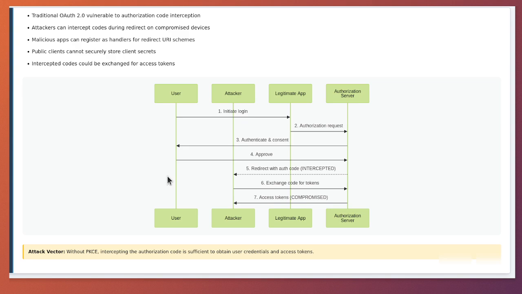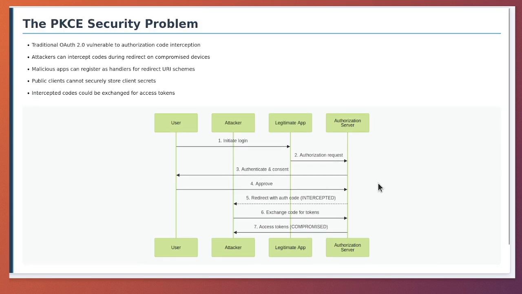The PKCE security problem. Before we dive into how PKCE works, it is crucial to understand the exact security problem it was designed to solve. The traditional OAuth 2.0 authorization code flow had a significant vulnerability which was particularly apparent in mobile and native applications. Let me walk you through this attack scenario in detail.